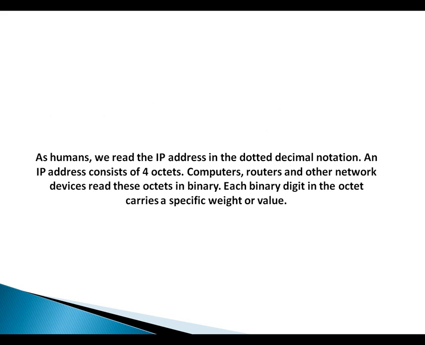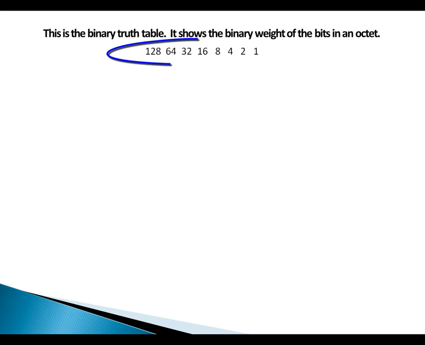As humans, we read the IP address in a dotted decimal notation. An IP address consists of 4 octets. Computers, routers, and other network devices read these octets in binary. Each binary digit in the octet carries a specific weight or value. This is the binary truth table. It shows the binary weight of bits in an octet.